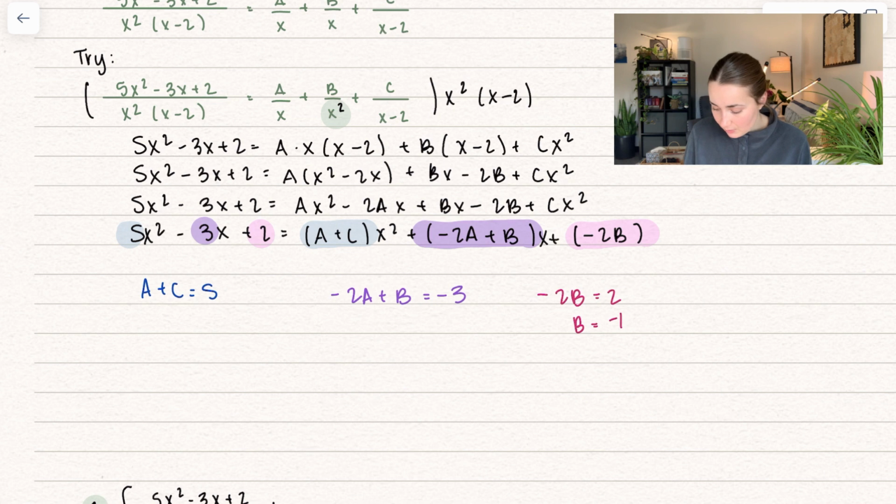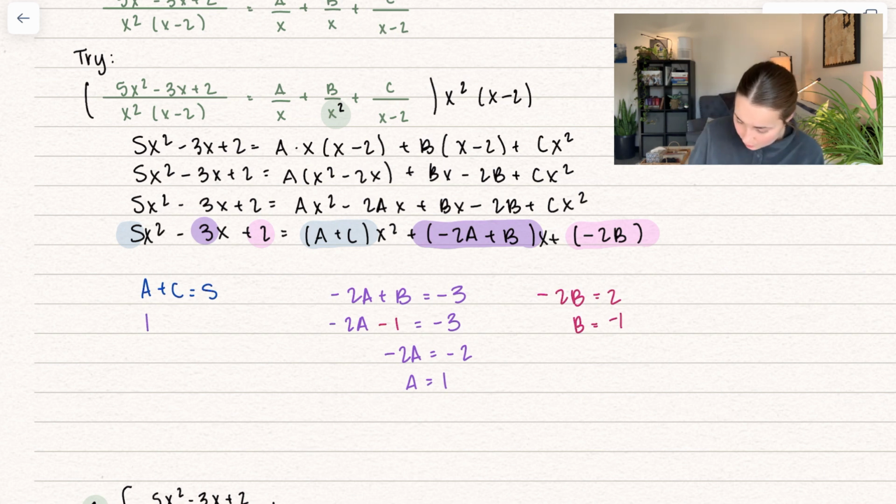And we're just going to move to the left, and we're going to take negative 2a. Now we can plug in our b, which is equal to negative 1, is equal to negative 3. So adding over that 1, I get negative 2a is equal to negative 2, which tells us that a is equal to 1. Okay, and then we have one more here. We have a, which is equal to 1, plus our c is equal to 5. So if we subtract over that 1, we get c is equal to 4. And so here we have what our terms are equal to.